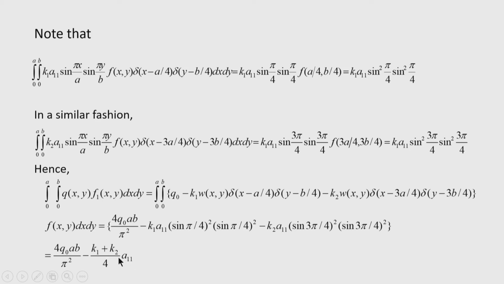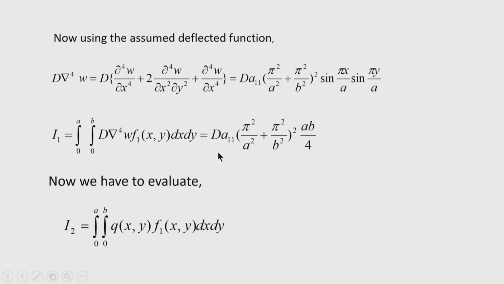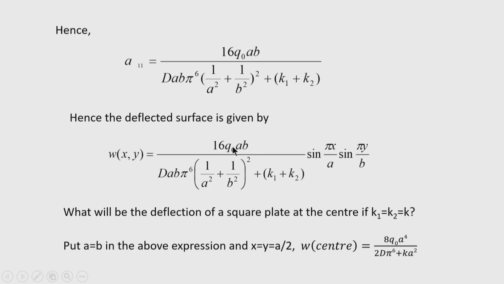Now, you can note here that the first term is the contribution due to the uniformly distributed load, and this term is due to the contribution of the spring forces. And the first term that we got, I 1, is this: d a 1 1 pi square by a square plus pi square by b square whole square a b by 4. Equating I 1 and I 2, and then finding a 1 1, which is the only unknown in this expression, we get this quantity.